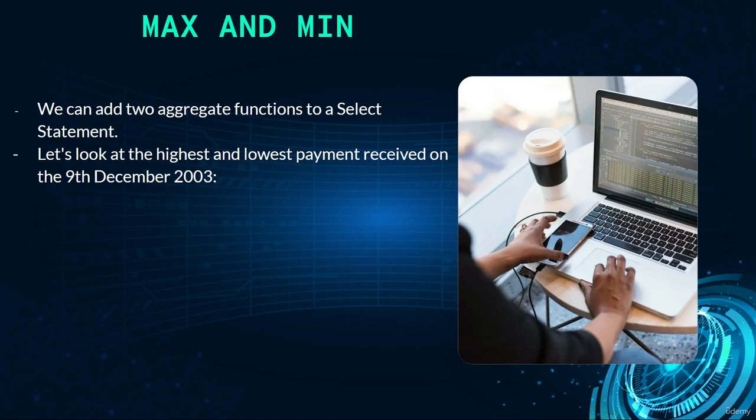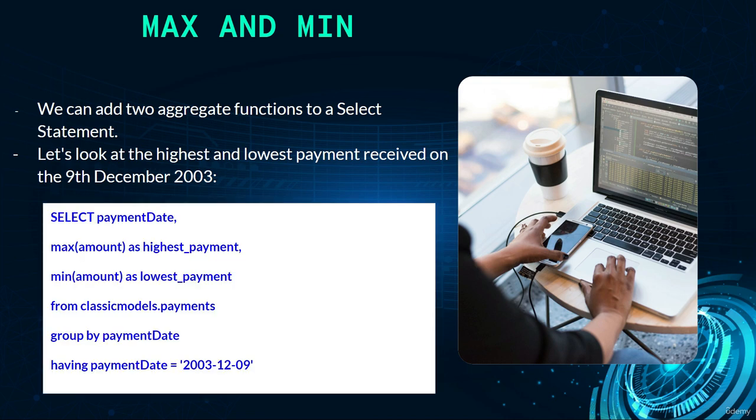So for max and min, we can use these to show the highest and lowest value. For example, if we wanted to see the highest payment, we could show the max amount, and if we wanted to show the lowest payment, we'll show min amount here, as you can see. We can use these in the same select query. So let's look at the highest and lowest payment received on the 9th of December. I've added in a having condition here where the payment date equals the 9th of December 2003.